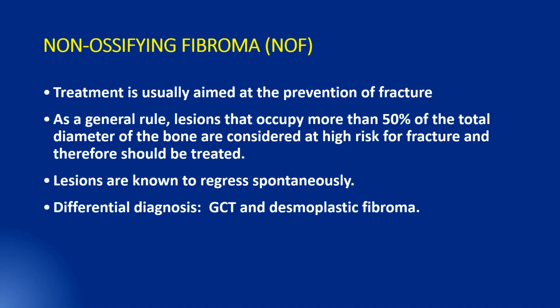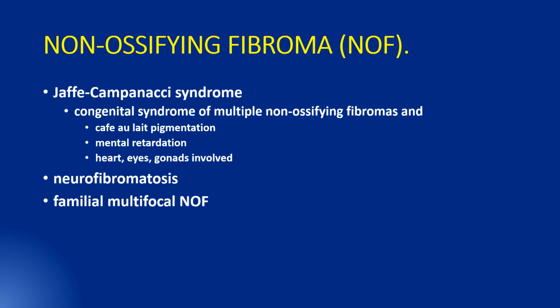Higher power view shows blunt, spindle-shaped cells with scattered multinucleated osteoclast-like giant cells, characteristic for non-ossifying fibroma. In NOF, treatment is usually aimed at the prevention of fracture. As a general rule, lesions that occupy more than 50% of the total diameter of the bone are considered at high risk for fracture and therefore should be treated. Lesions are known to regress spontaneously, and differential diagnosis, of course, includes giant cell tumor and desmoplastic fibroma.